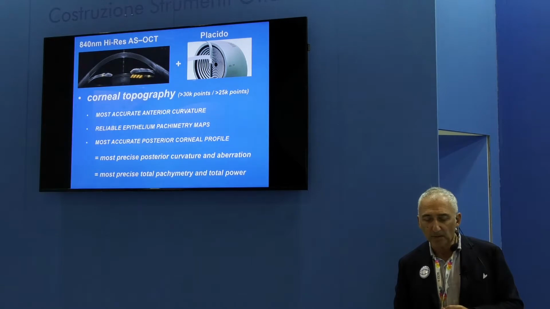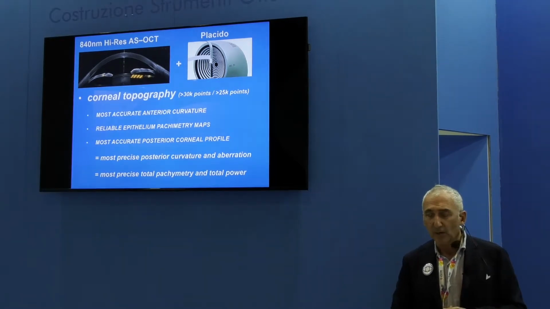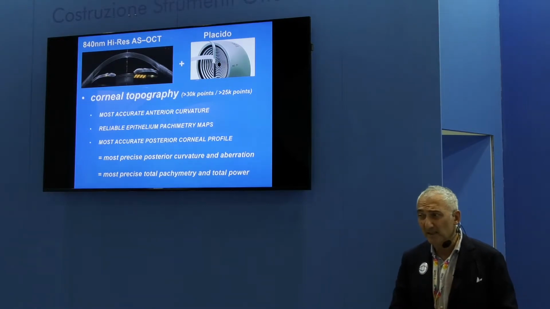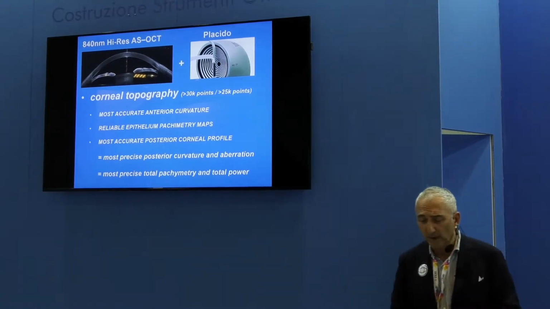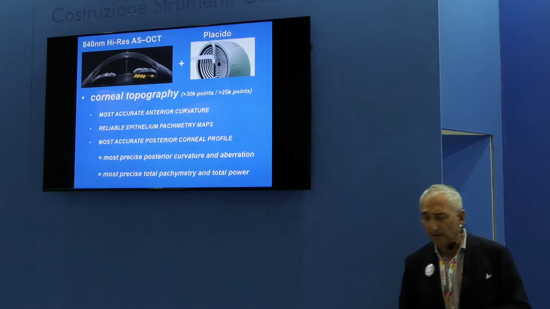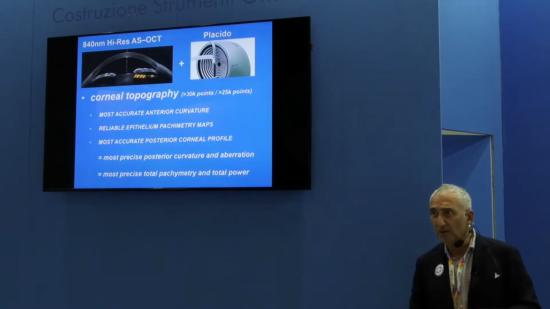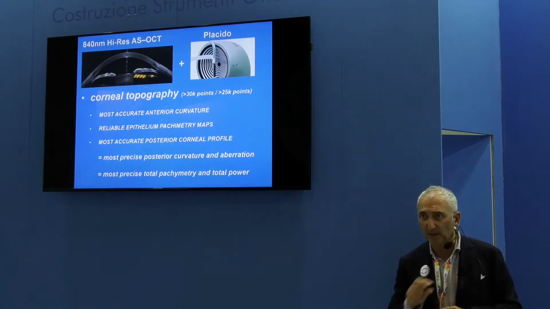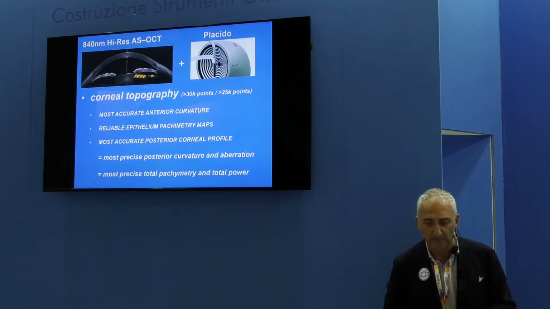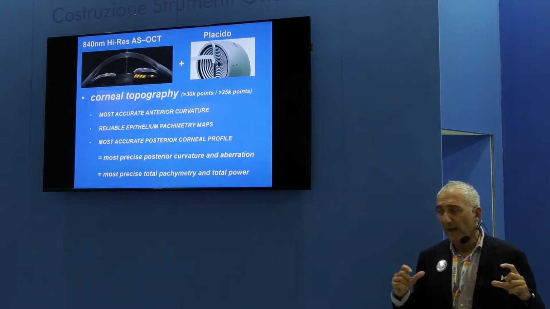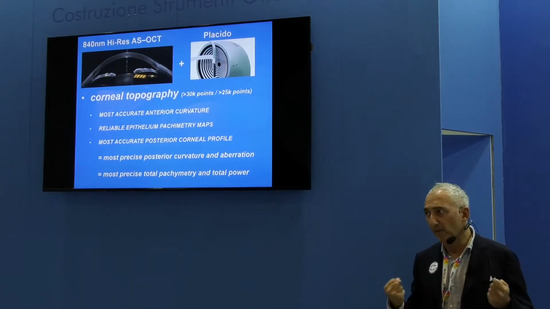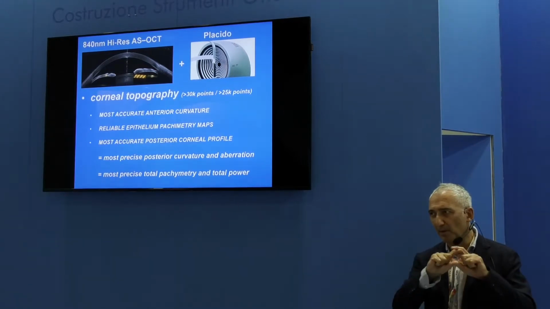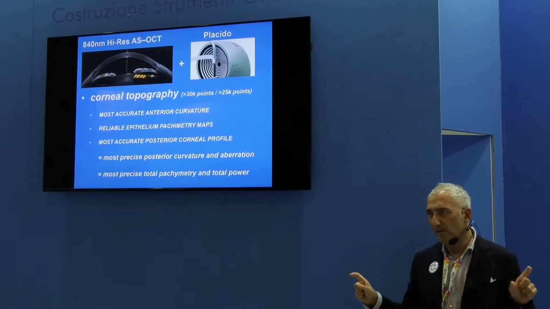The pachymetry map is not only for the whole cornea, but also for the epithelium, and I believe this is so far the only instrument on the market that allows such a precision and reliability in the analysis of the pachymetry of the epithelium layer of the cornea. And also adding, rather than a Scheimpflug, an OCT measurement, we have an extremely precise depth measurement in the cornea.